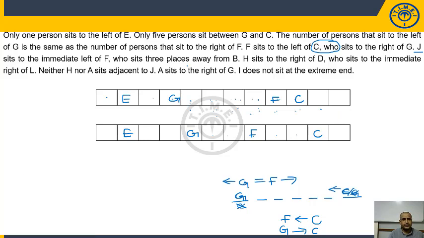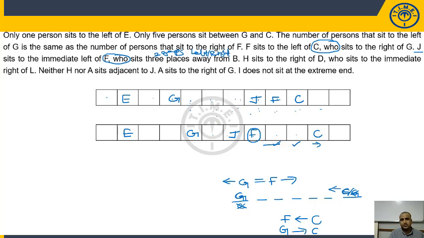Now what is given next? J sits to the immediate left of F. So J is here, J is here. J is immediate left of F. F sits 3 places away from B. It means 3 places away is nothing but how many gaps are required? 2 gaps are required between F and B. So F is here, 2 gaps. Already we have the C this side. It is given 2 places away. It could be left side or it could be right side.